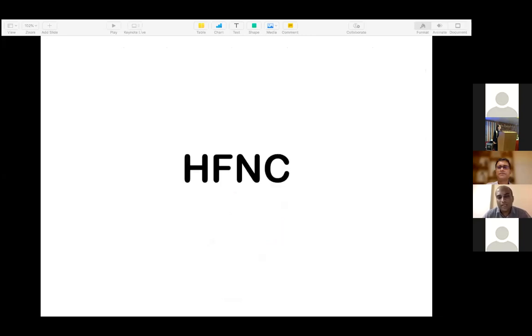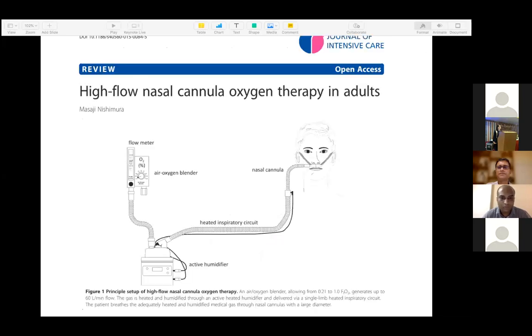Now, the next modality, which has become very popular in the COVID scenario, is high flow nasal cannula. Now, working in a cancer institute, we have been using HFNC for nearly 3-4 years, because we have a lot of patients who are post-transplant, who are severely immunocompromised, and we try to avoid intubation in those patients. Post-surgical patients, specifically upper GI surgery, where we try to avoid intubation in hypoxic respiratory failure, we use HFNC in a significant amount.